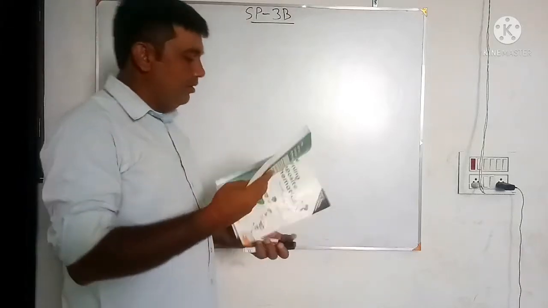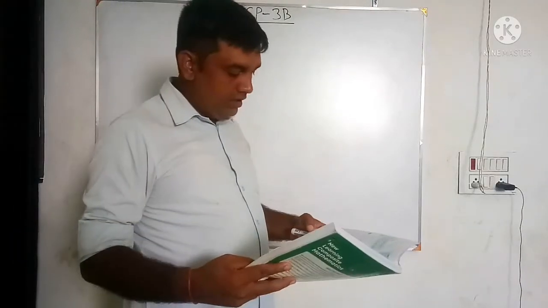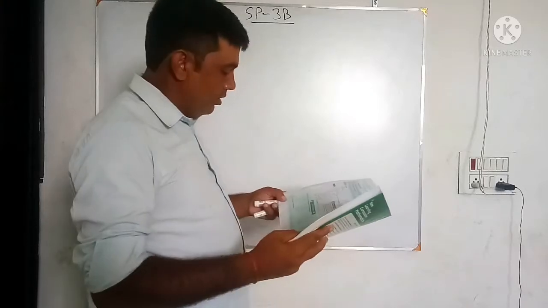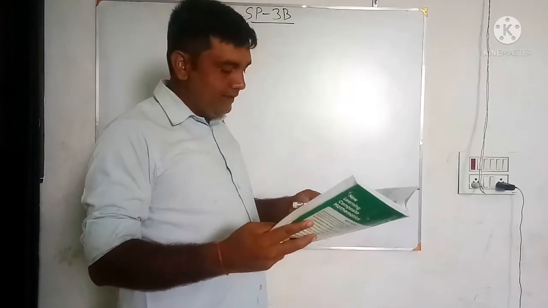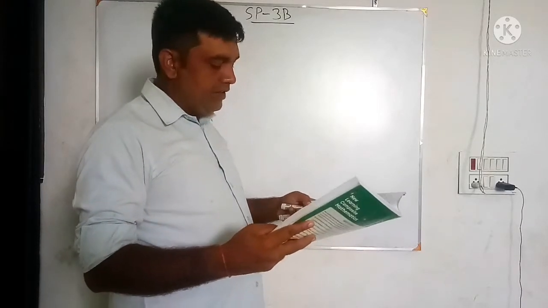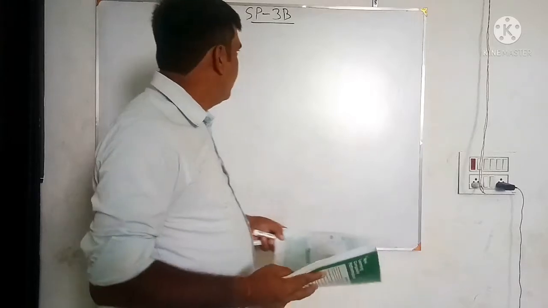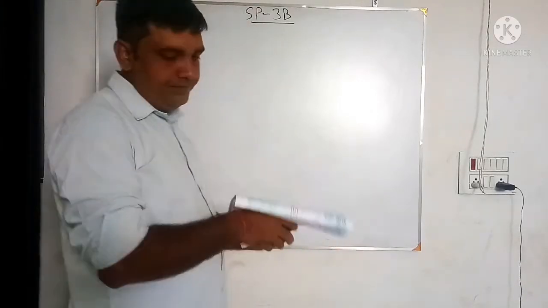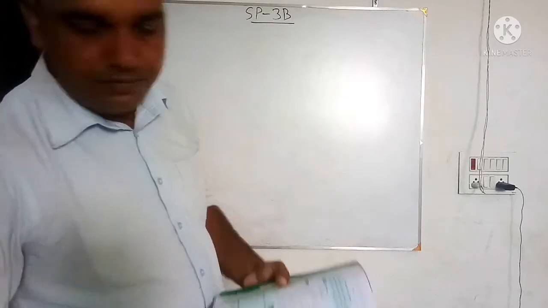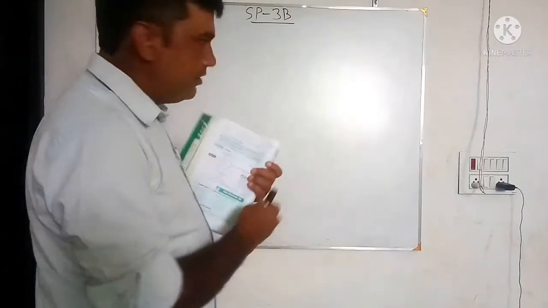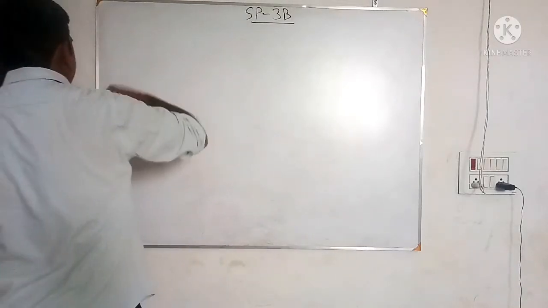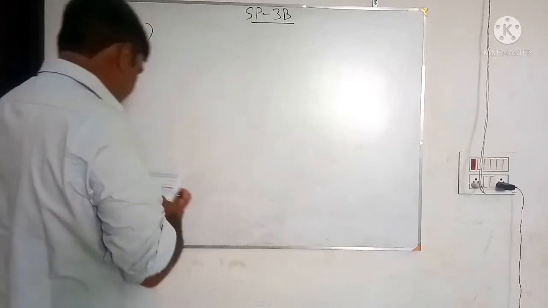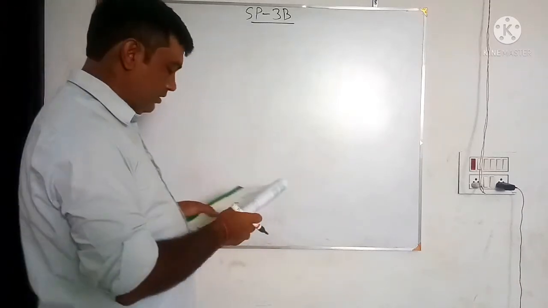First, before that, I will solve one question of self practice 3B, question number 2 part C, in which we have to take the sum of the given denominators. First you see that question. Self practice 3B, question number 2 part C. One student has asked a doubt about that.